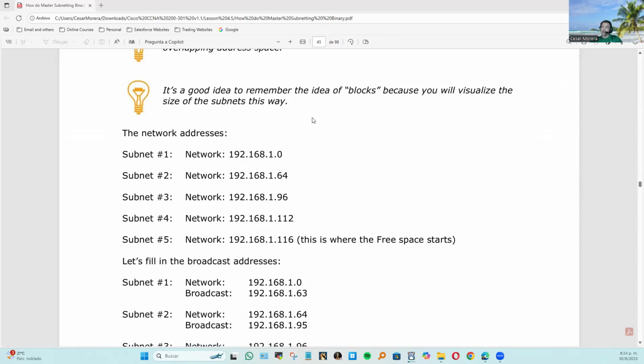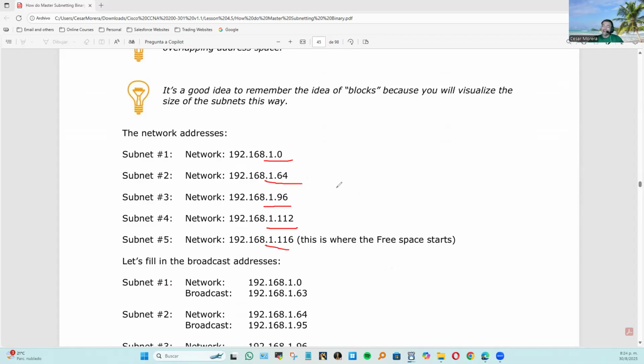So we have the following network addresses. We have 192.168.1.0, then 1.64, then 1.96, then 1.112, and then 1.116. This is where the free space starts.